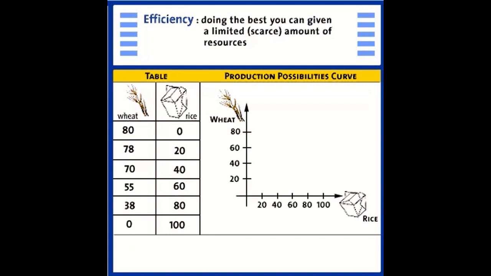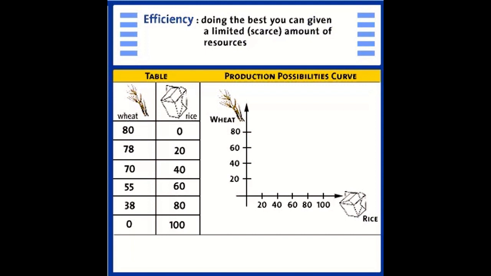And let's now take the numbers, which are now over on the board, and put them as points on a curve in this diagram. So the first combination of wheat and rice that's possible is all the resources devoted to wheat production. We produce 80 bushels of wheat and 0 rice.